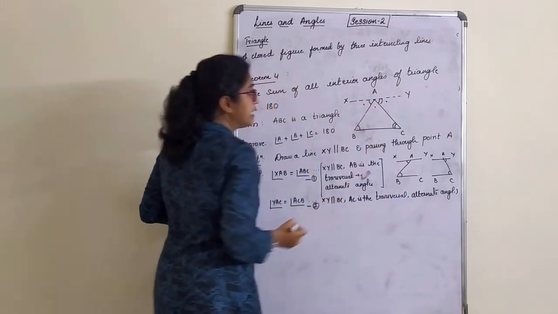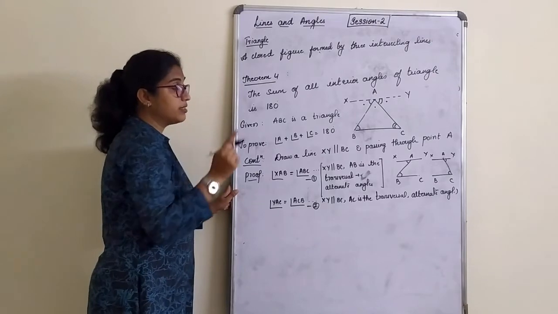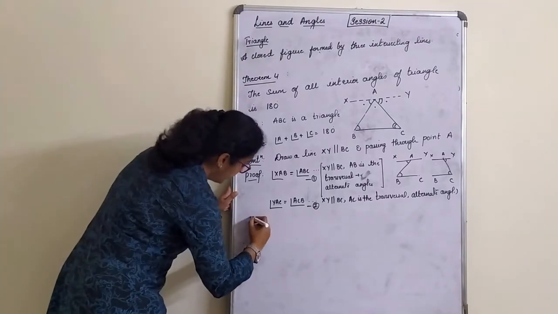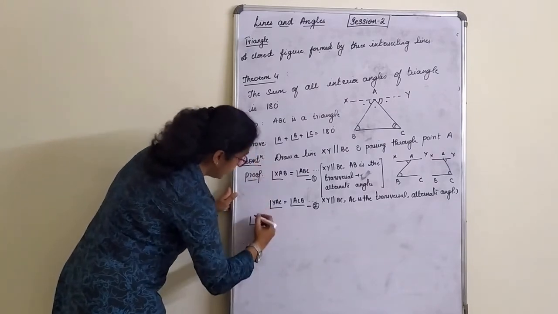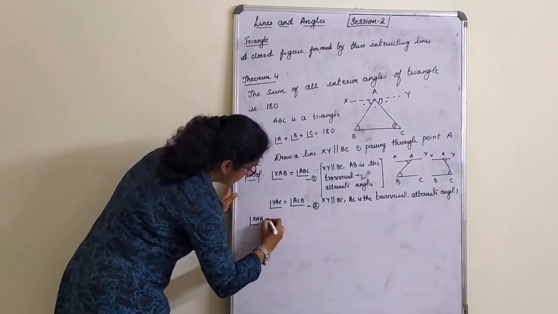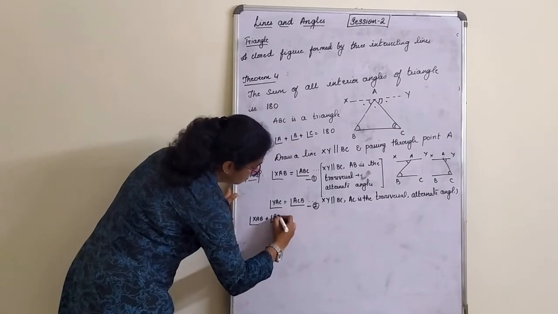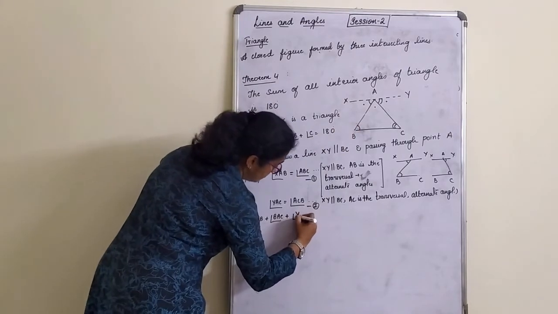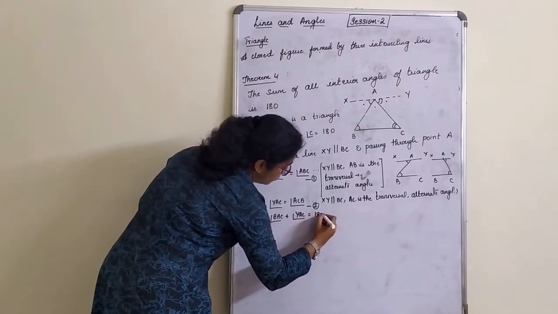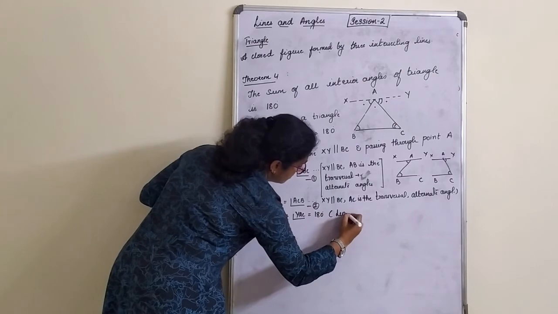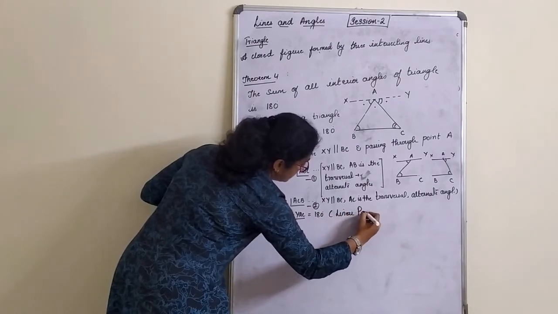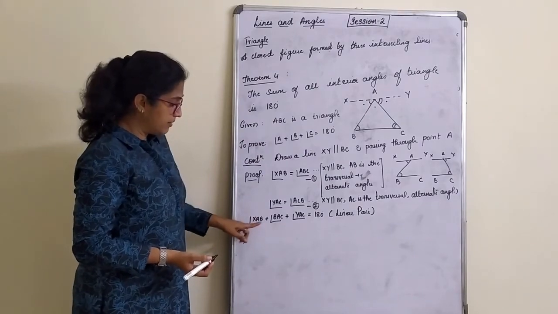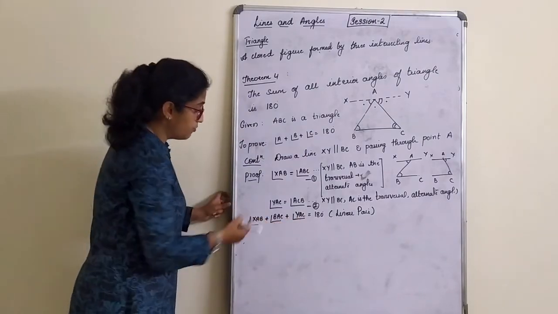Will they form a linear pair? A ray standing on a straight line where the sum of the angles formed is 180? Yes. So I will write, children, here XAB plus angle BAC plus angle YAC is equal to 180. Reason, linear pair. Now, can I substitute the value of XAB in this and YAC in this? Yes, we will do that.